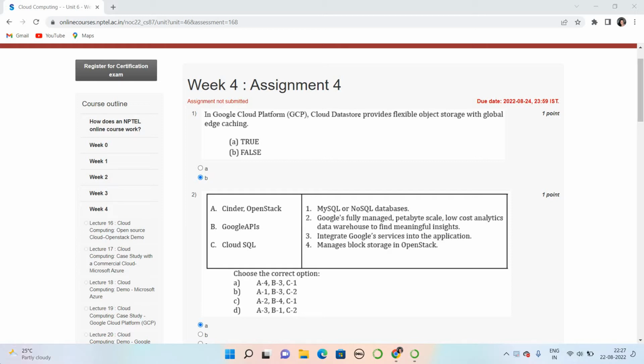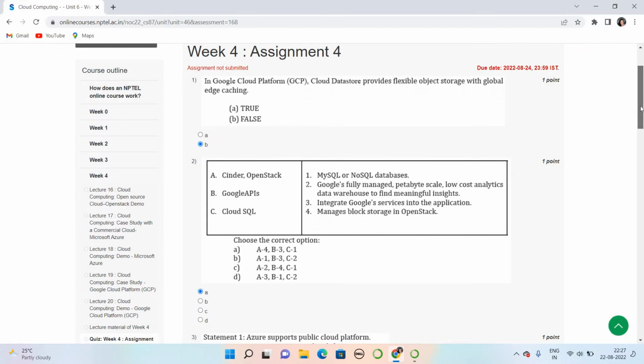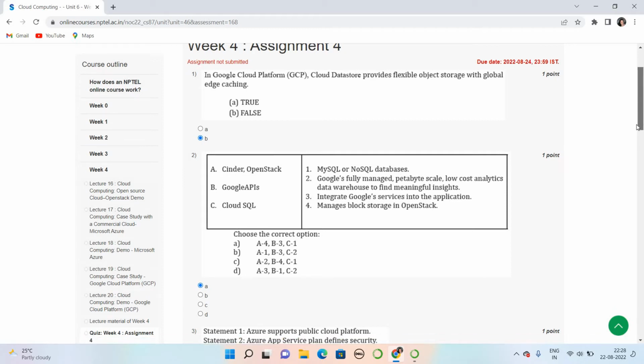Now coming to the second question, the matching. We have to match the right side with the left side given answers. The first one is A3, that is Cinder, OpenStack. The options A, B, C, D are given, and A is the correct answer. Cinder in OpenStack manages block storage, Google APIs integrate Google services into the application, and Cloud SQL is MySQL or NewSQL databases. So option A is the correct answer.